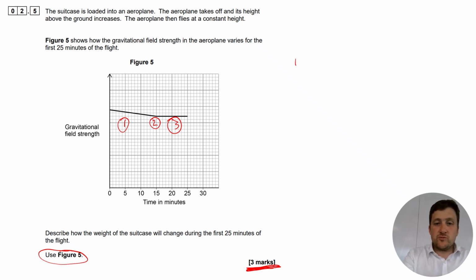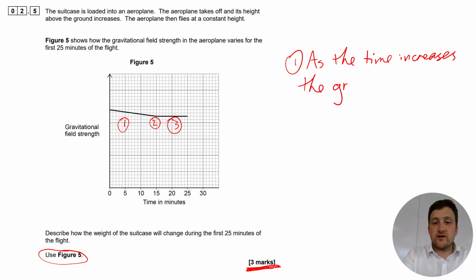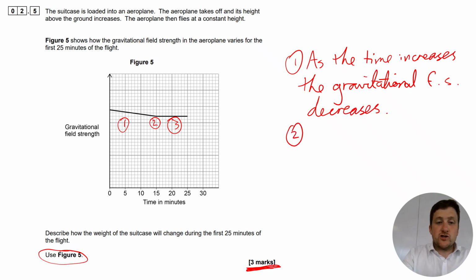Well, for the first bit, I would always say, as the time increases, always start with the x-axis, as the time increases, the gravitational field strength, long word, I'm going to shorten it, decreases. Okay, that's our first mark, straight away. Now, what happens at 2? That's the moment at which it changes. If we go down, we can say until 15 minutes. That's when that change happens. And then after 15 minutes, what happens?